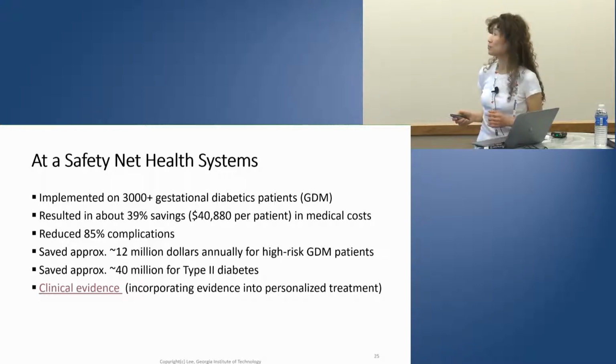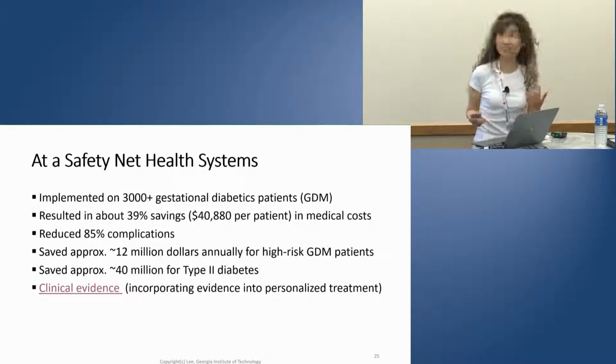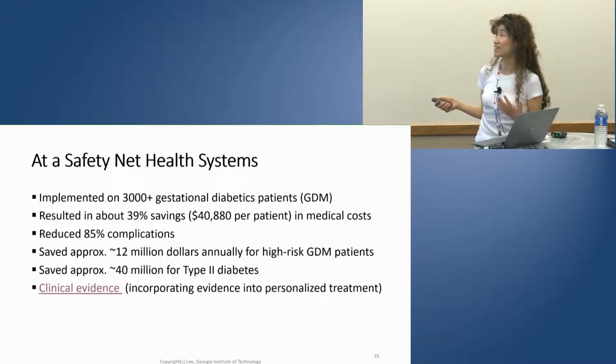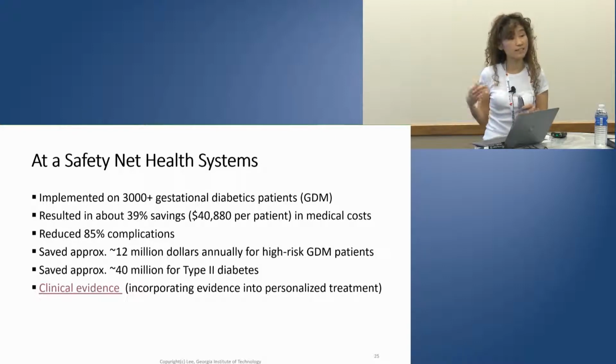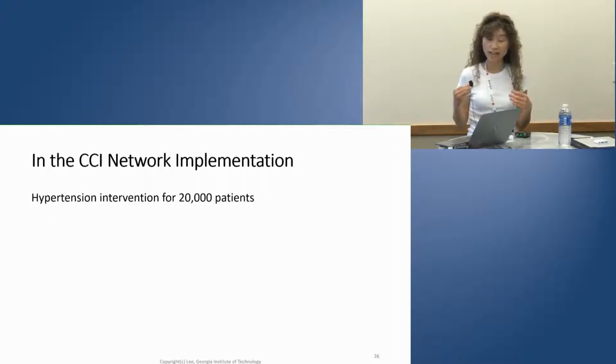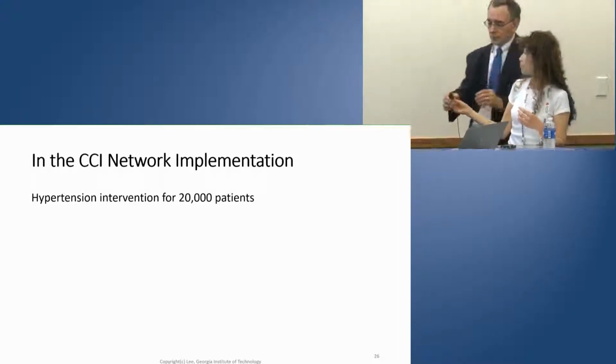So I do like to give Dr. Egan at least a minute to talk about the implementation he has on site. And this is in the safety net hospital, where we implemented in 3,000 diabetic patients and also about 2,000 of the type 2 diabetic patients, with really good results. And this is in the safety net hospital. And Dr. Egan is going to talk about the implementation at the network level.